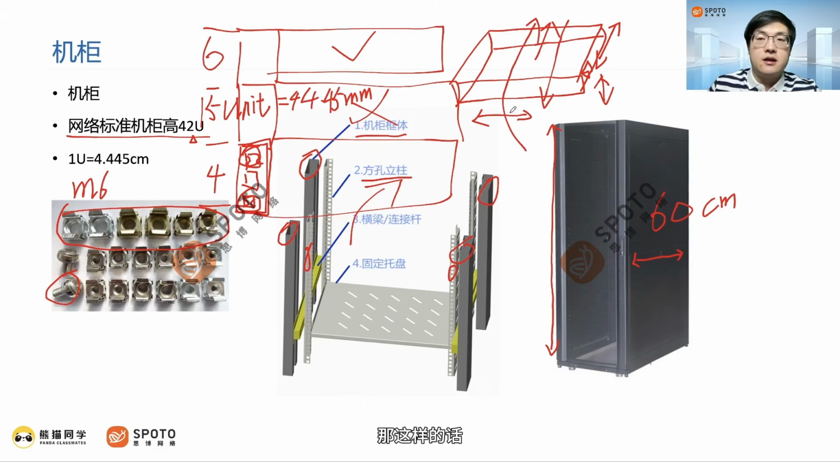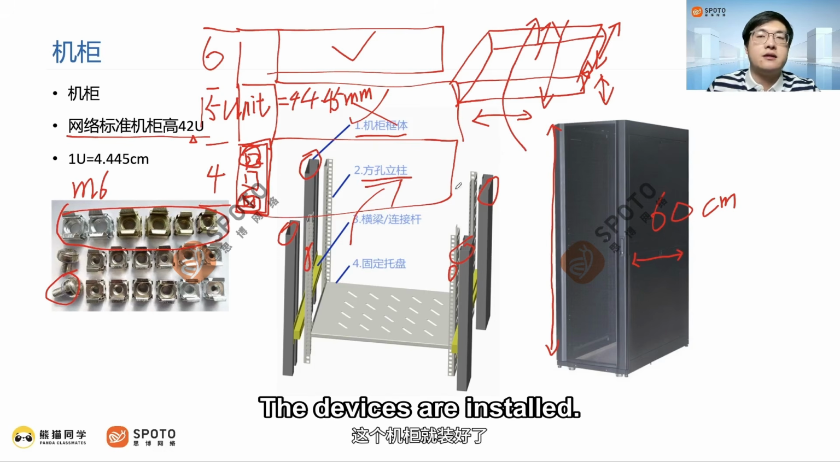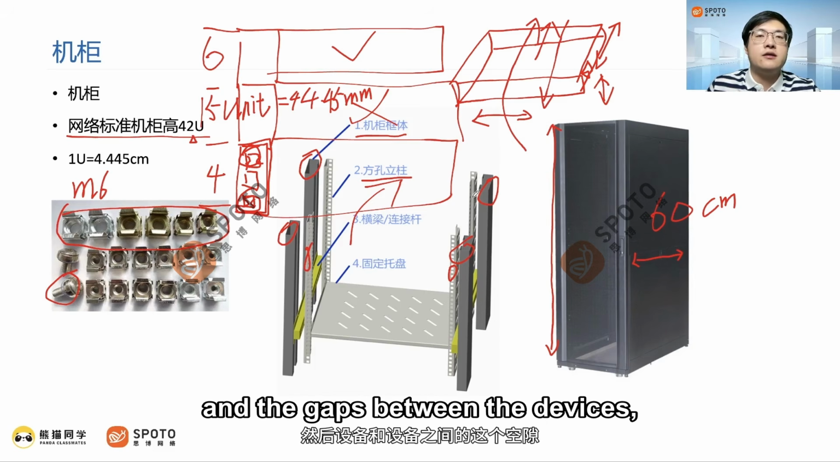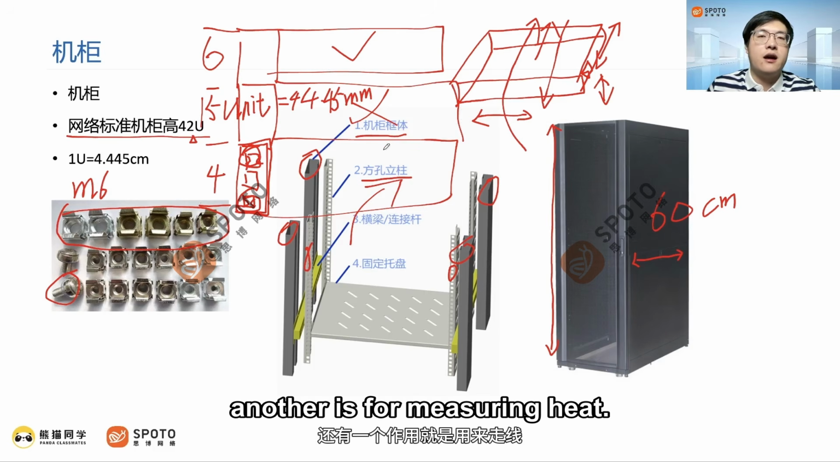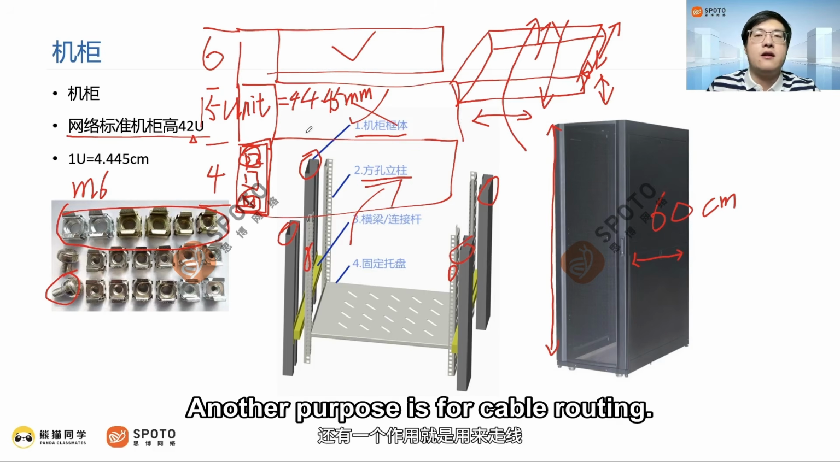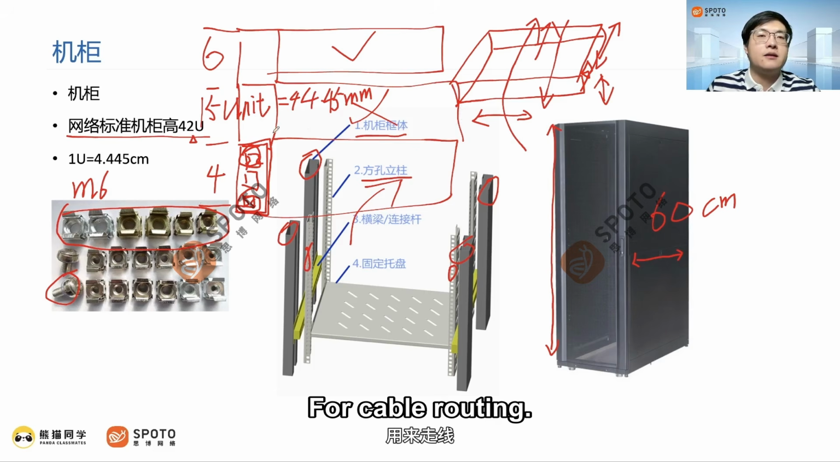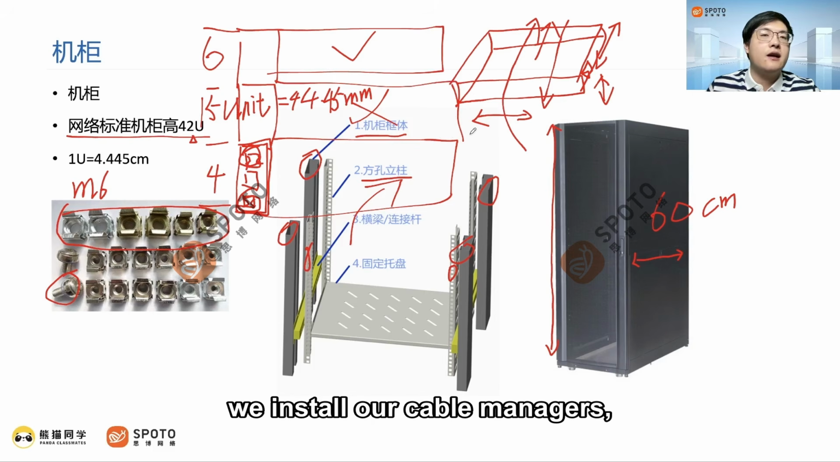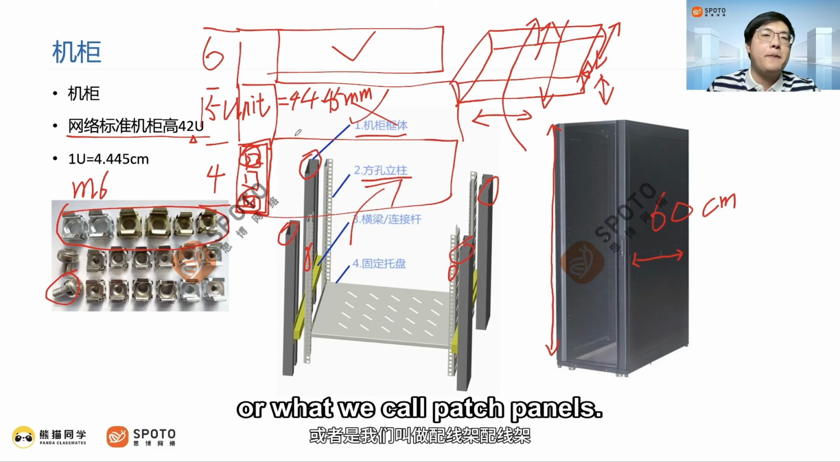In that case, the rack is installed and the devices are in, then you place them one by one. And the gaps between the devices: one purpose is for airflow, another is for measuring heat, and another purpose is for cable routing. Because in the middle, generally, we install our cable managers, or what we call patch panels.